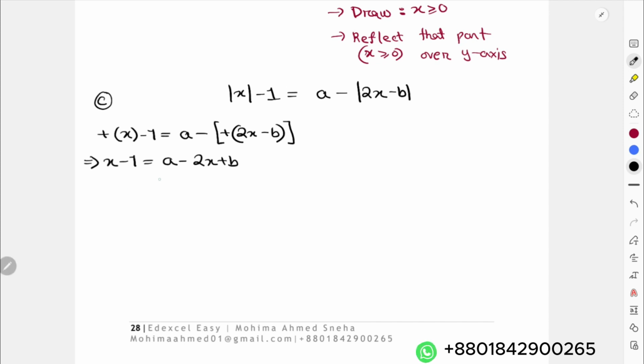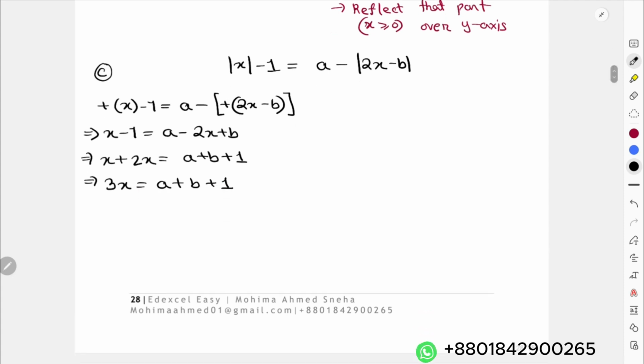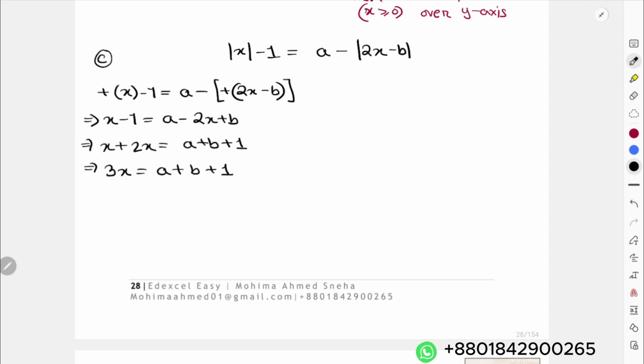So for 5 and minus 3, if I simplify this, if I take this to the right hand side, you get plus 2x, and then a plus b plus 1. So you get 3x equals a plus b plus 1, and from there you can get x equals a plus b plus 1 divided by 3, right? Yeah, let's just use this. x equals a plus b plus 1 divided by 3.